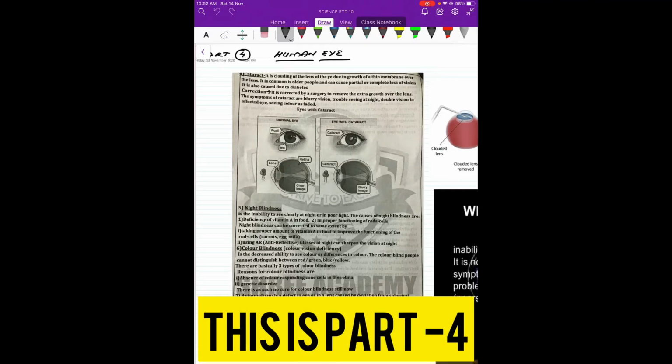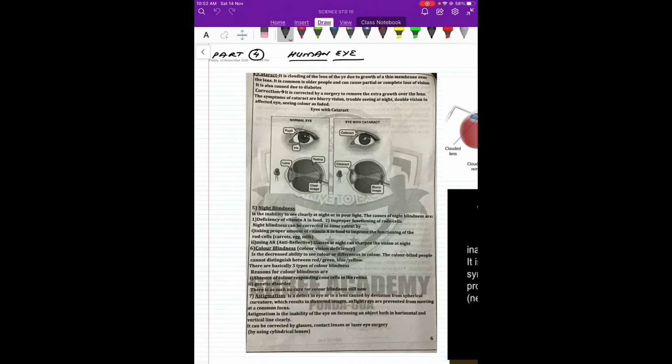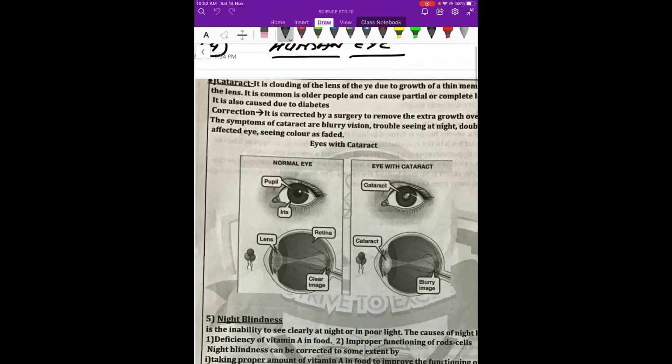This is part 4 of the chapter Human Eye of Standard 10 Science. So, continuing the different defects of the human eye, we come to the fourth one called cataract.